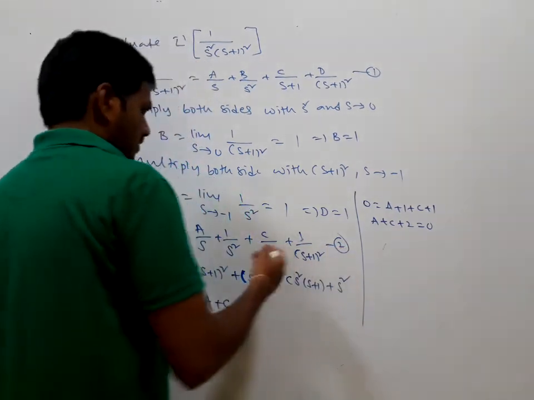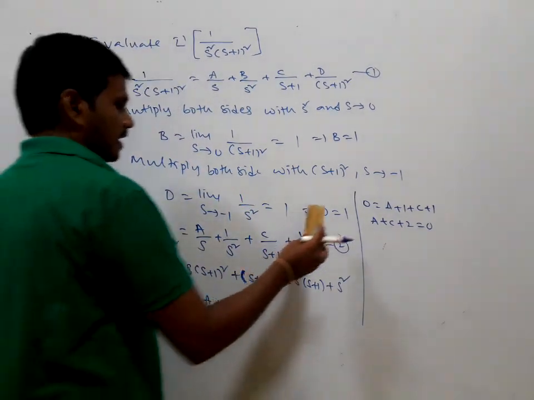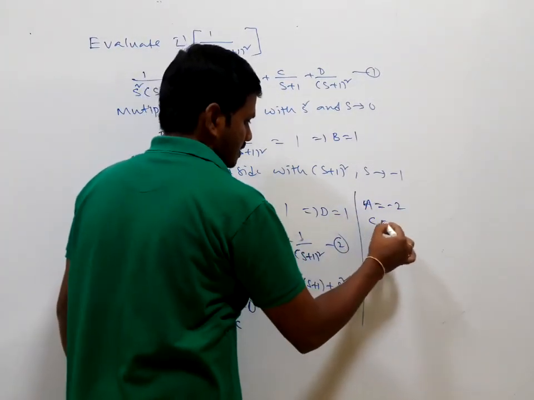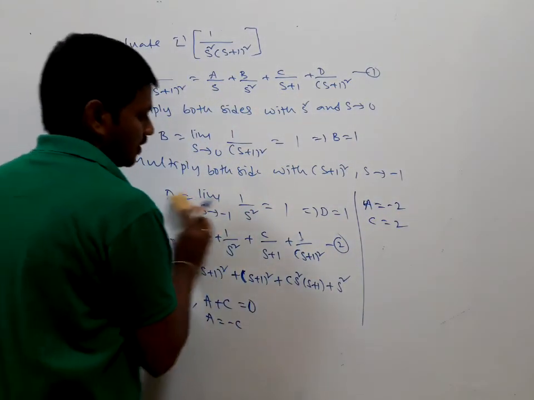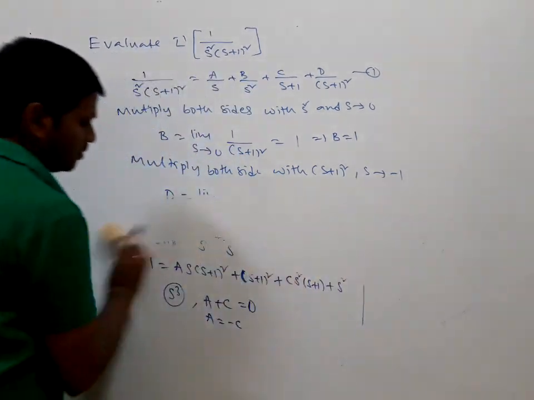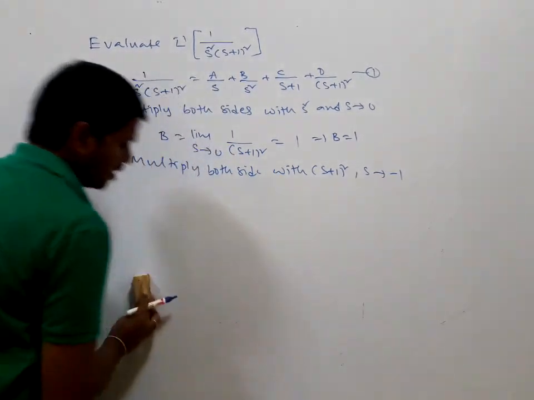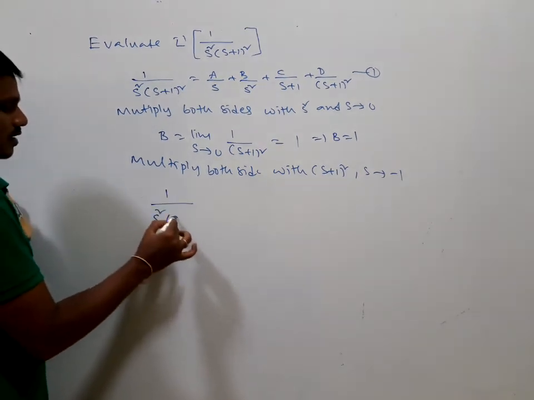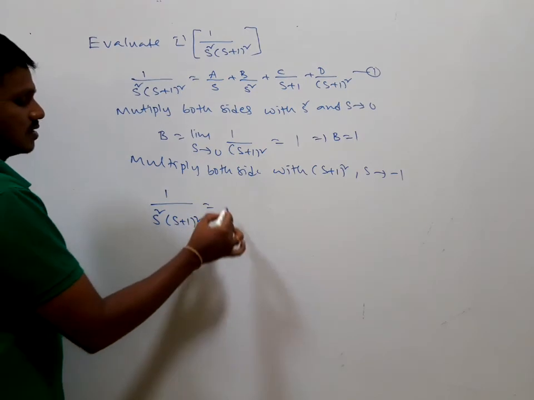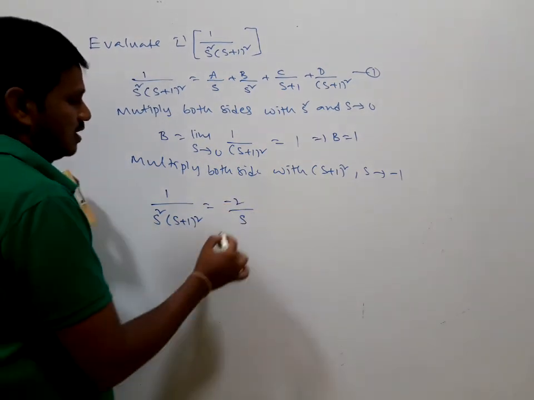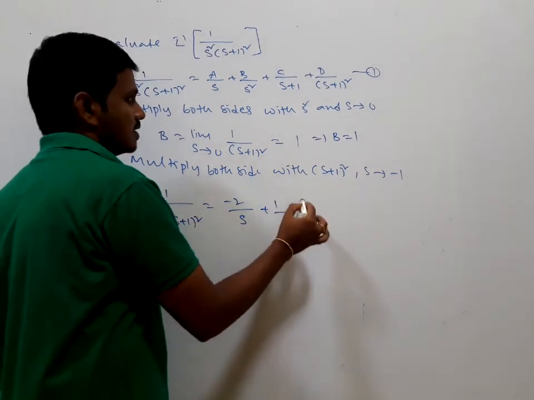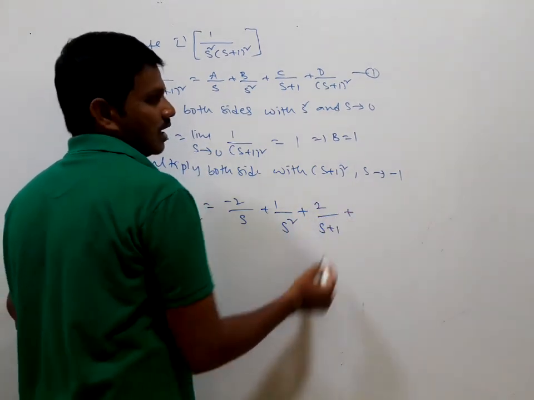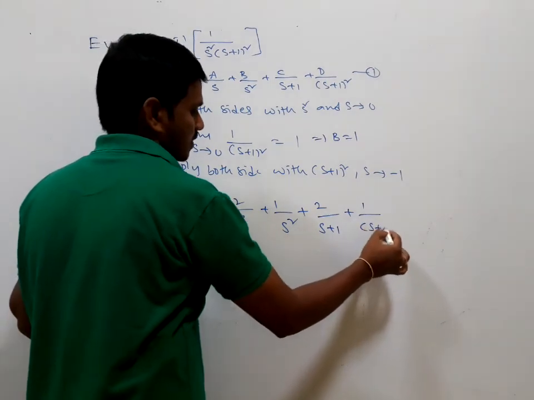So by solving these equations you will get a and c. Here a is equals to minus 2 we will get and c is equals to 2 we have. So substituting this, 1 divided by s square into s plus 1 whole square is equals to a is equals to minus 2 divided by s plus b is equals to 1 divided by s square plus c is equals to 2 divided by s plus 1 plus d is equals to 1 divided by s plus 1 whole square.